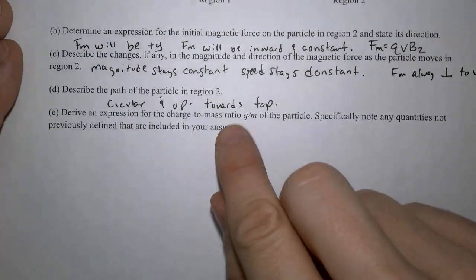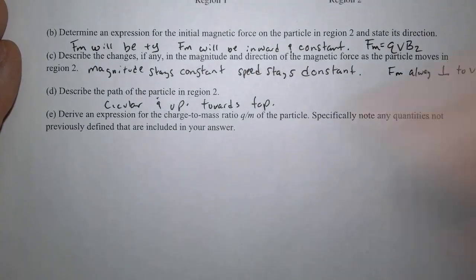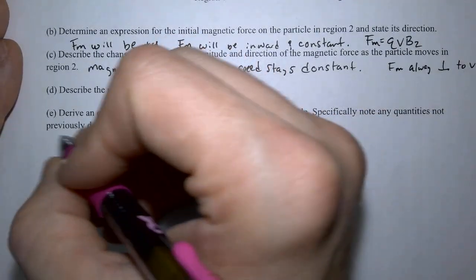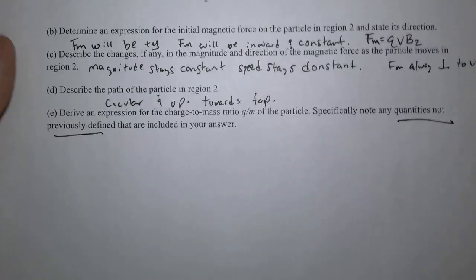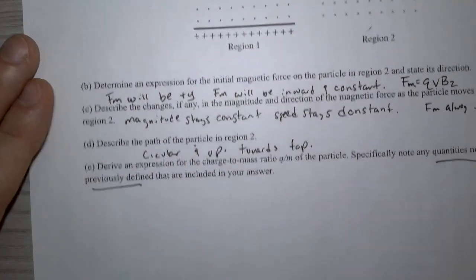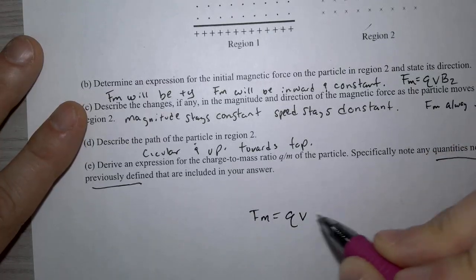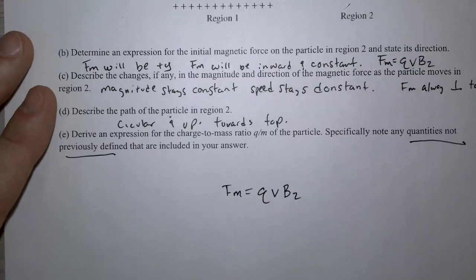Derive an expression for the charge to mass ratio of the particle. Specifically note any quantities not defined previously. That part bothered me a lot. I'll tell you why in a second. Okay? So, we have a few formulas that we could do. We could say that force magnetic is equal to QVB2. We have already said that.